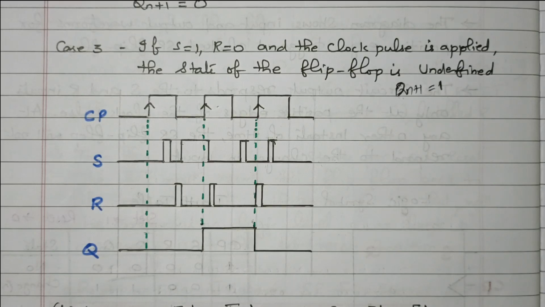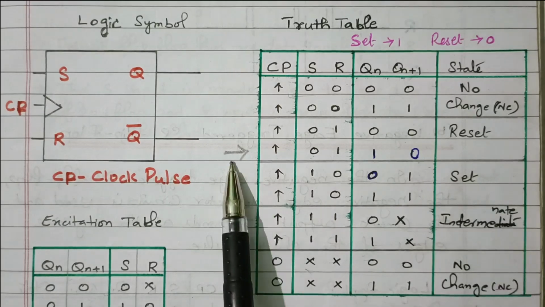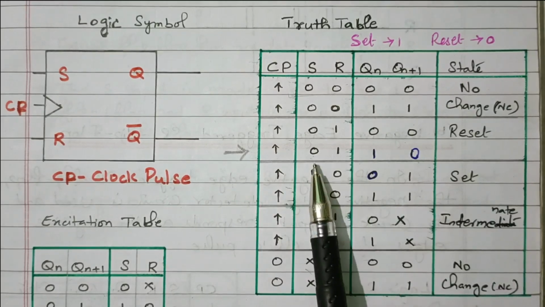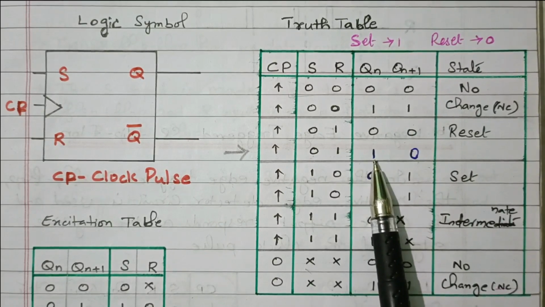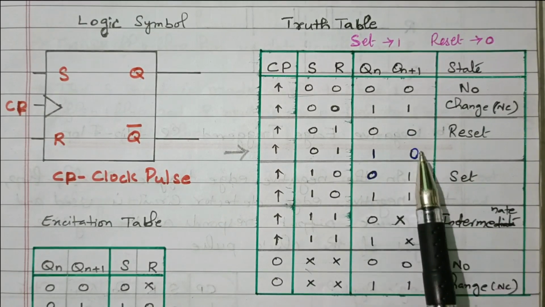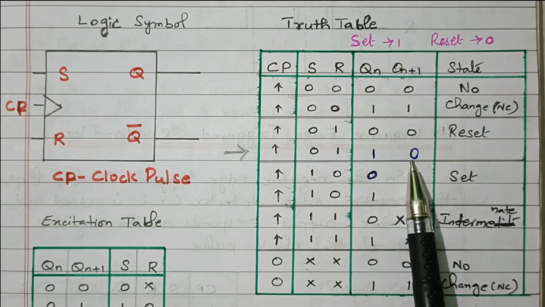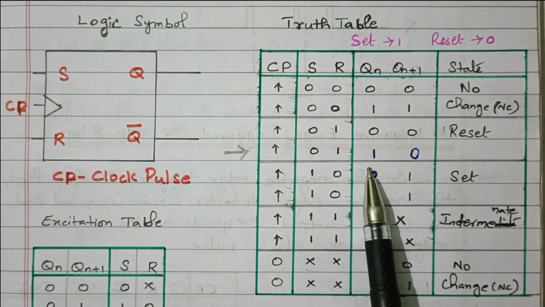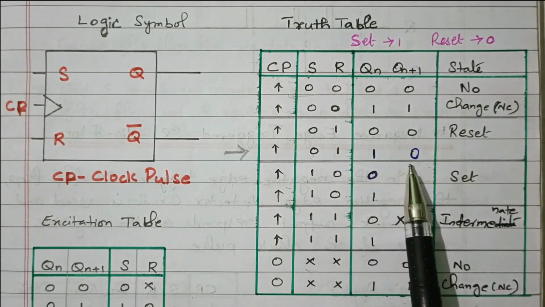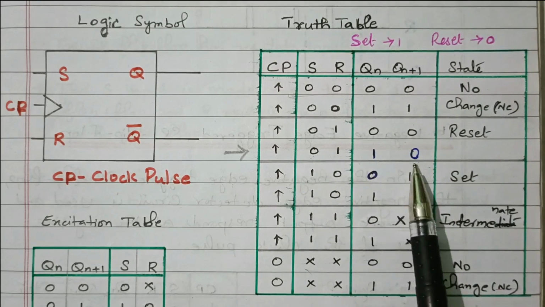Now we'll verify one of the inputs. Now we'll check how the states change. Now consider this fourth combination. S is 0, R is 1. What happened? The present state 1 is changed to next state of 0. 1 to 0. Right? So S is 0, R is 1. Present state 1 will change to 0.